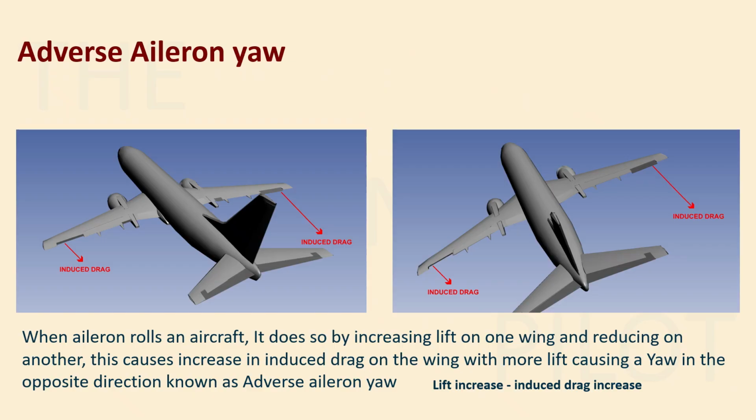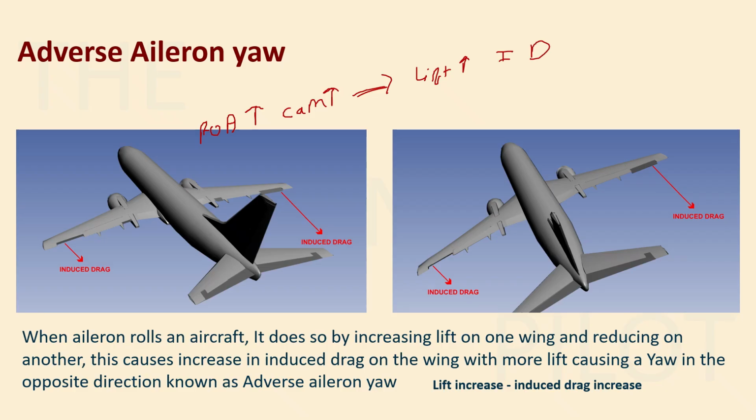In adverse aileron yaw, as I explained, when you move the aileron downward, there will be an angle of attack increase, lift increase, increasing induced drag. That is exactly what is happening here. On this particular side, the right hand side wing, you can see that the aileron has deflected downwards, which means there is an increase in angle of attack, which means there is also what? Increase in camber. So both of these cause an increase in lift, and the more the lift, the more the induced drag.